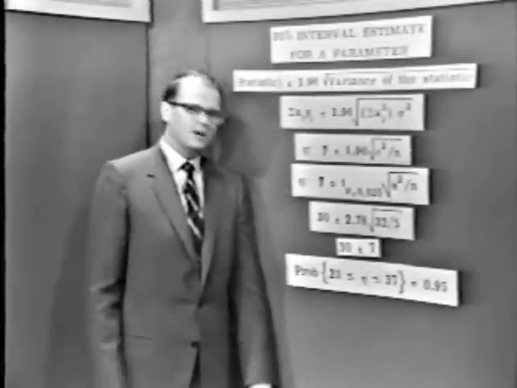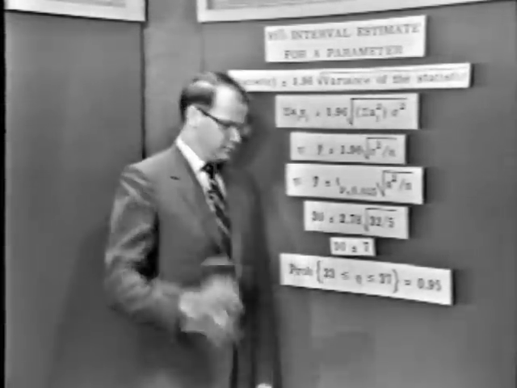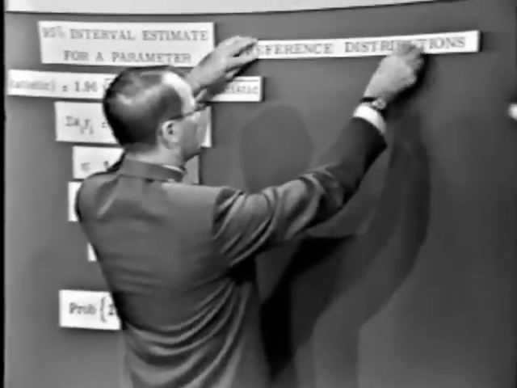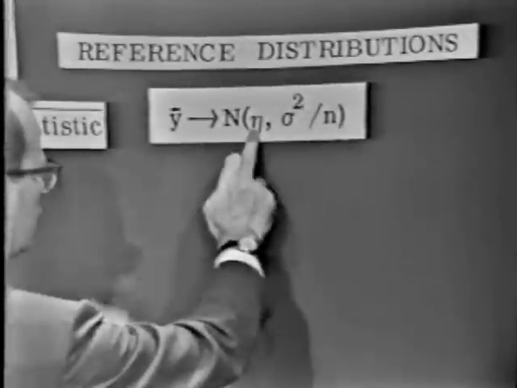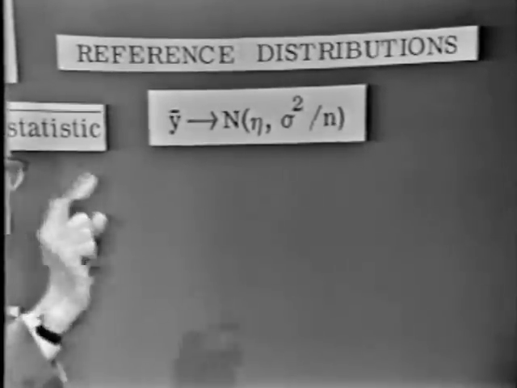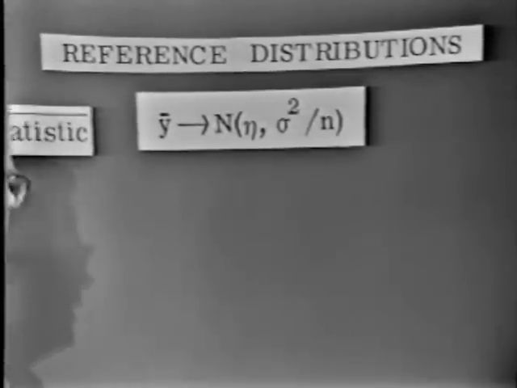Okay, gang, what's the reference distribution for averages? I can almost hear you, right? The reference distribution for averages is what? And you're all chorusing, I hope, that the reference distribution for averages is a normal distribution located at eta with variance sigma squared over n. But when you don't know sigma squared, what's the variance? What's the reference distribution for the averages?